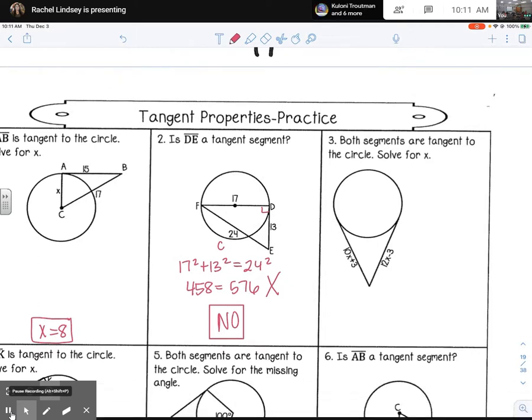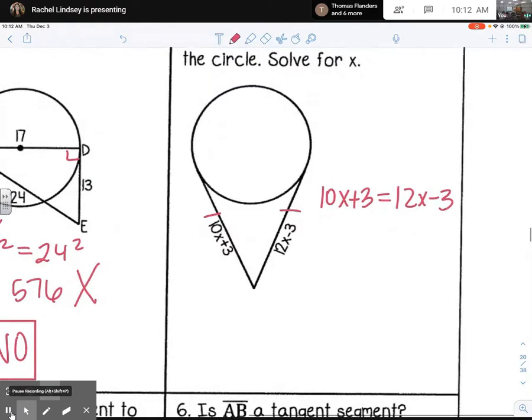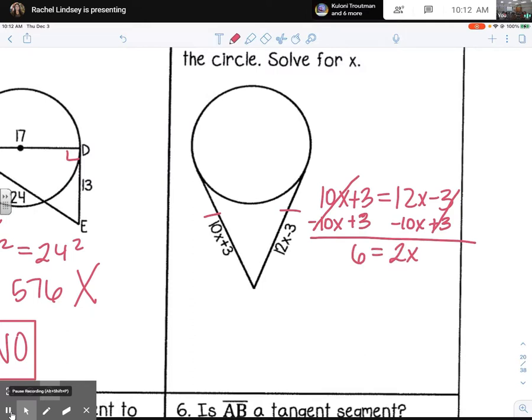Okay. Number 3, both segments are tangent. Solve for x. If they're both outside, we know that they are equal. So we set them equal to each other. So 10x plus 3 equals 12x minus 3. So subtract 10x and add the 3. So I have 6 equals 2x. So what does x equal?